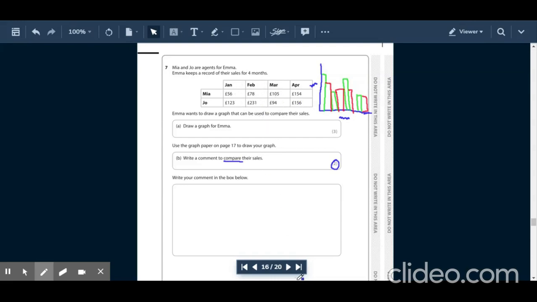Again, looking at the mark scheme, they've also said, we're looking at these parts here. Mia is consistently improving, but Joe's sales fluctuates. That means that they change. Or overall, Joe sold more than Mia in the 4 months. Anything that compares all of the points, all of the months for Mia and all of the months for Joe.